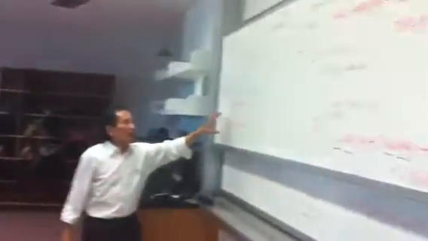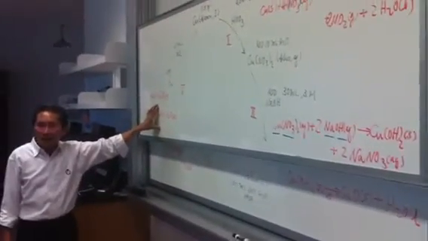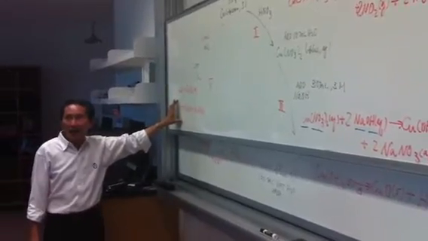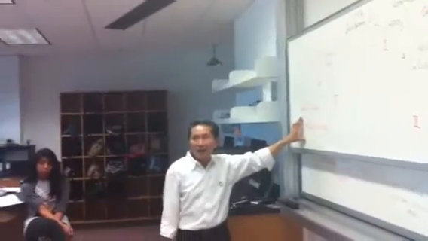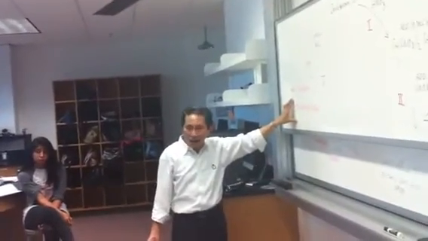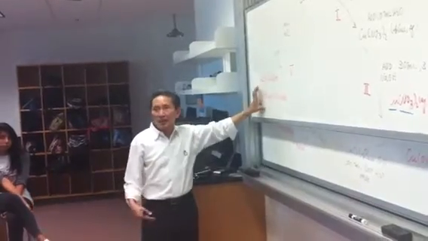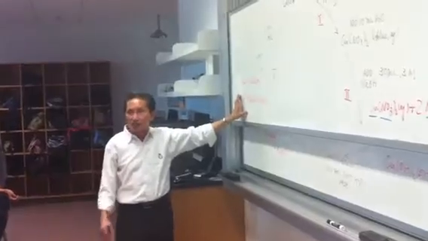What is this reaction? Redox. Okay, why? Zinc gets oxidized. Zinc gets oxidized. And the copper gets reduced. Good. So that step is a redox reaction.